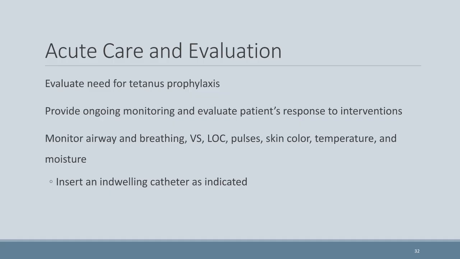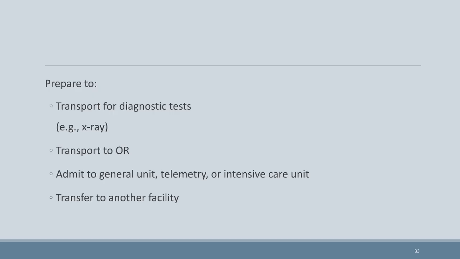After all of this is done, acute care and evaluation, we need to evaluate the need for tetanus prophylaxis, provide ongoing monitoring, and evaluate the patient's response to any interventions that are needed. Monitor their airway, breathing, vital signs, level of consciousness, pulses, skin color, temperature, and moisture. Insert that indwelling catheter if we haven't already.